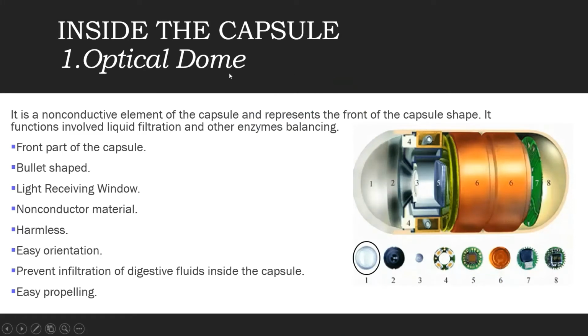Optical dome. The optical dome is a non-conductive element of the capsule and represents the front of the capsule shape. Its functions involve liquid filtration and other enzymes balancing. The optical dome is on the front part of the capsule and it is pallet shaped. It is also the light receiving window. The optical dome is harmless and it has the ability of easy orientation and easy propelling.